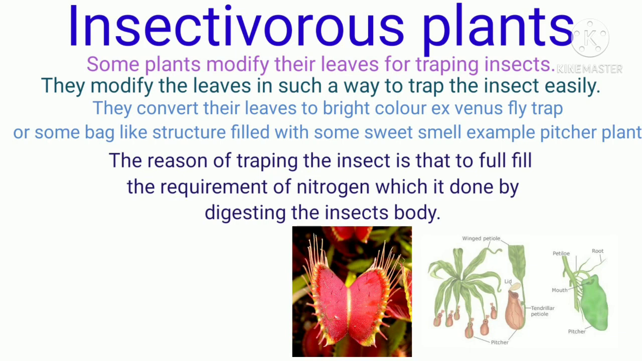for example the pitcher plant. The reason for trapping the insect is to fulfill the requirement of nitrogen, which is done by digesting the insect's body, because the body of any organism is made up of protein and it contains nitrogen.